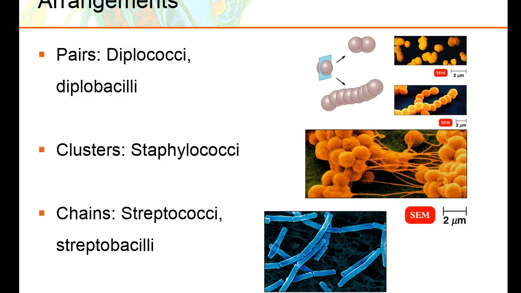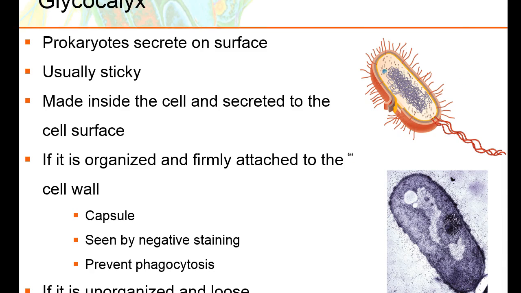And then we have Streptococcus and Streptobacillus. The word strepto actually means chain. So if you have a chain of rods or a chain of circles, that's going to be Streptococcus and Streptobacillus.